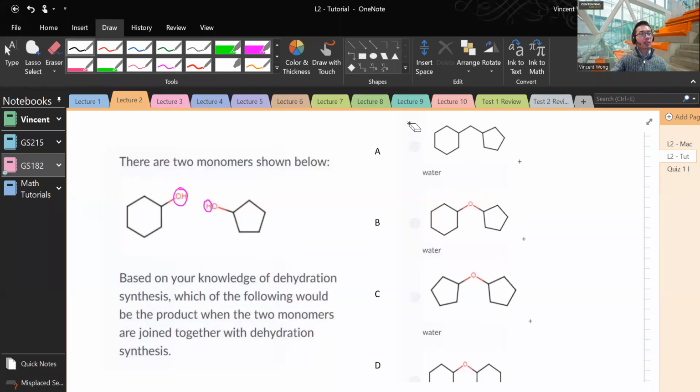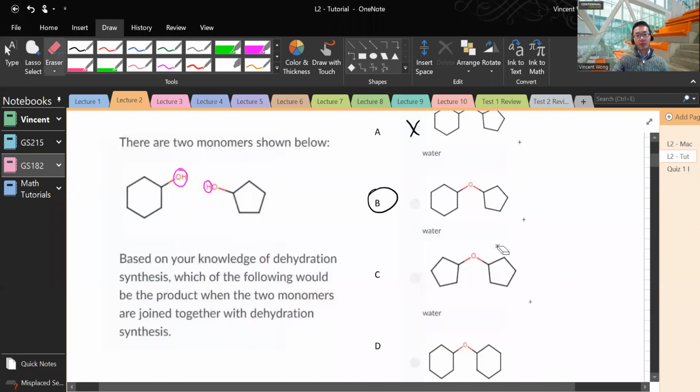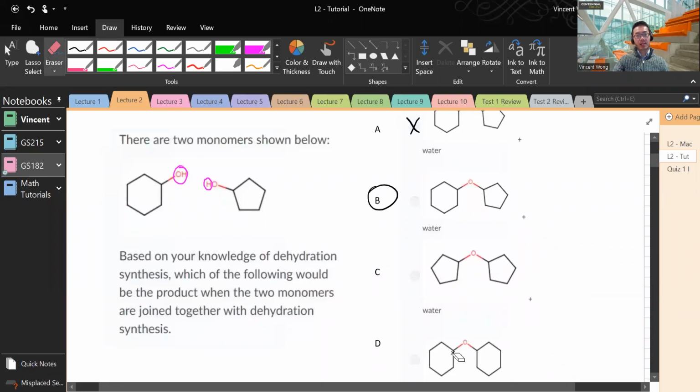And so the first one, right, it's missing an oxygen, so that's not the answer. This one has the oxygen and there's the water, so that's the right answer. You're not going to get pentagon, pentagon, hexagon, hexagon, right? It has to be this thing connected to this. So most of you got it right. And for those of you who did not get it right, that's okay.